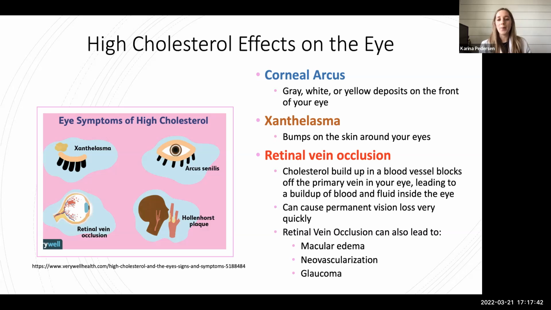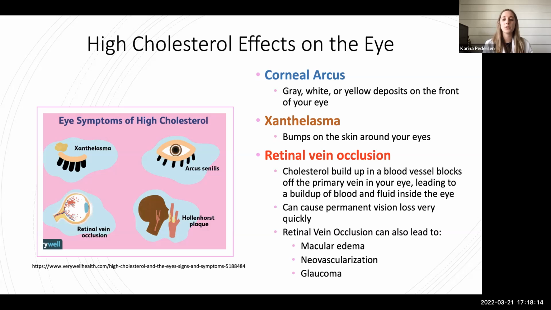Secondly, you can get xanthelasma. I'm sorry, I always have a difficult time pronouncing that. These are bumps on the skin around your eyes, where the cholesterol deposits. You can also get a retinal vein occlusion, which is cholesterol buildup in a blood vessel that blocks off the primary vein in your eye, leading to a buildup of blood and fluid inside of the eye. And it can cause permanent vision loss very quickly.